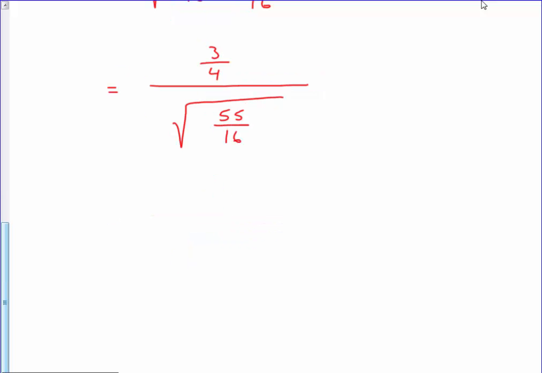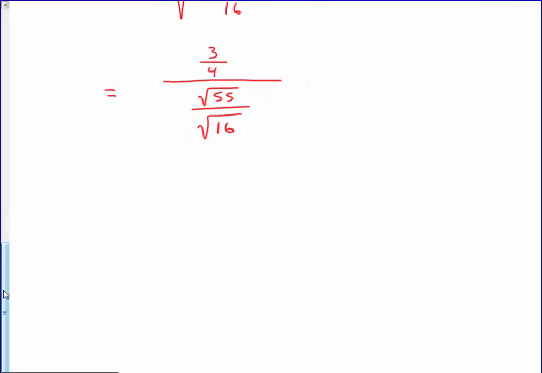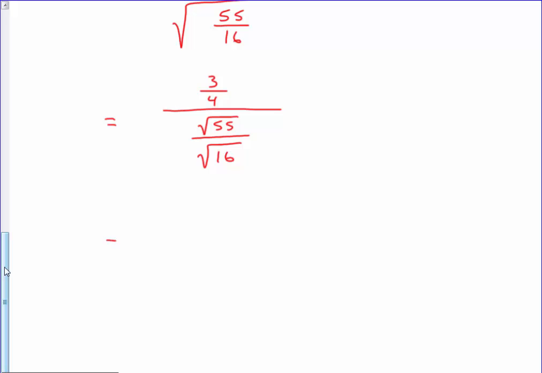From here, I would need to take the root. There's a rule that says you can take the root of a fraction by taking the root of its numerator and dividing by the root of its denominator. So essentially put the root symbol over both the top and the bottom. The reason I'm doing this is because I can take one of the roots while I can't take the other one. 3/4 stays on top.